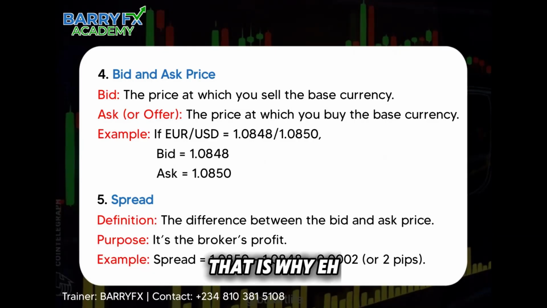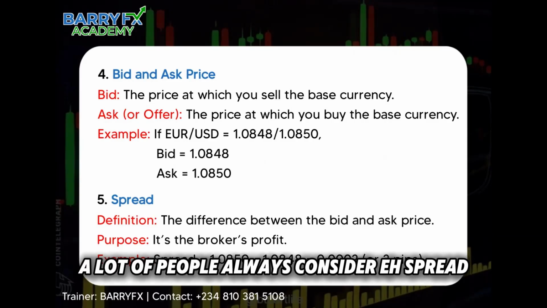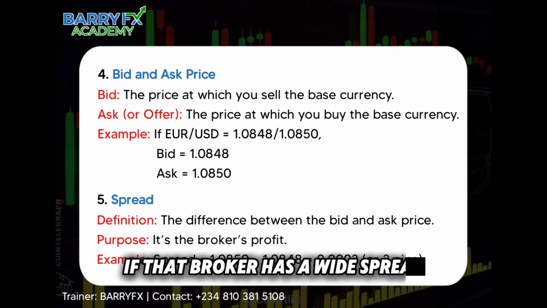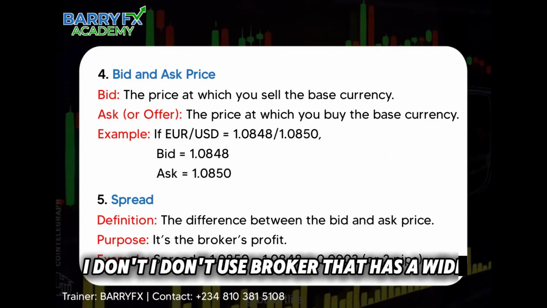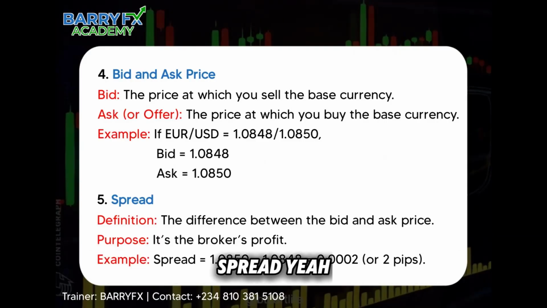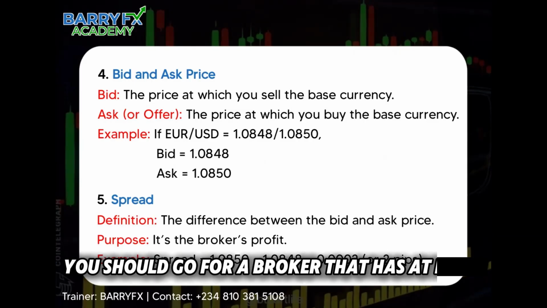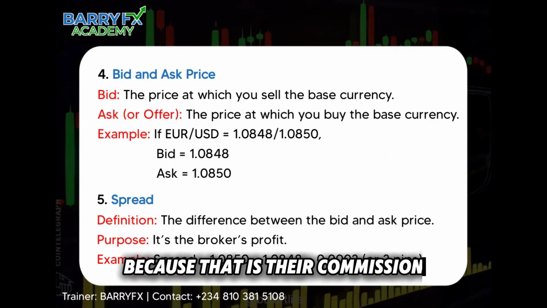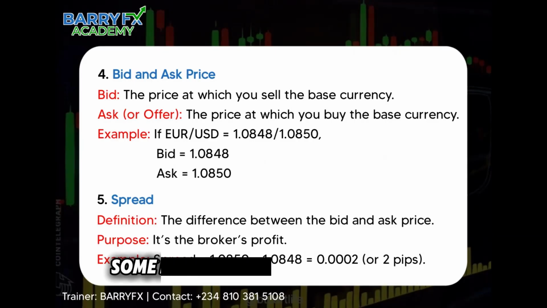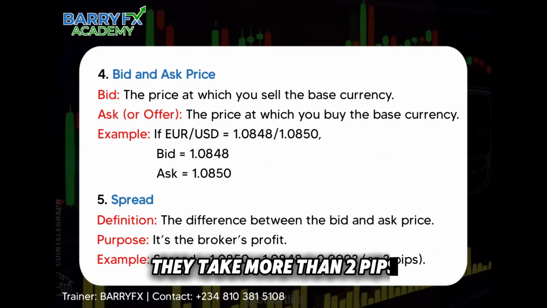That is why when you're choosing a broker, a lot of people always consider spread. If that broker has a wide spread, most people don't go about using them. Me too, I don't use a broker that has a wide spread, because they easily manipulate it just to make money out of people. So you should go for a broker that has a minimum of 2 pips spread, because that is their commission if they are not greedy enough. Yeah, some brokers are very, very greedy. They take more than 2 pips.